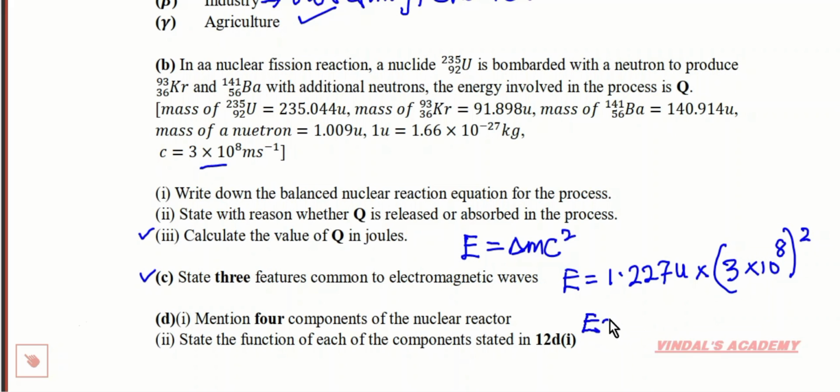Now E is equal to, remember, the final value when you do the total calculation is going to be 1.83 times 10 raised to minus 10 joules, please.